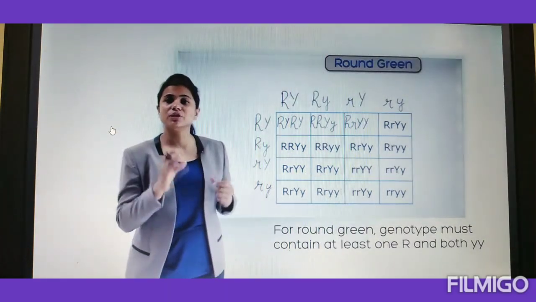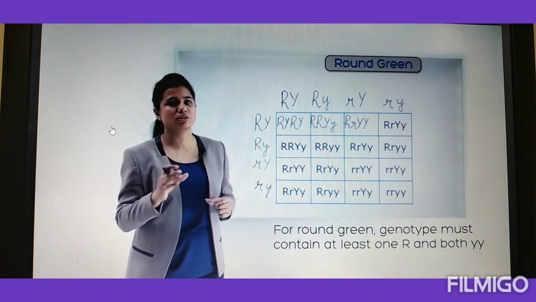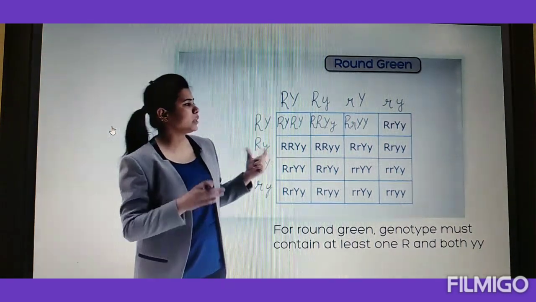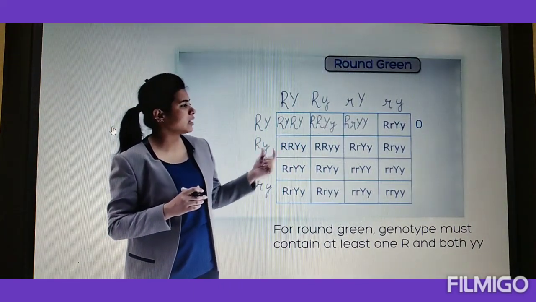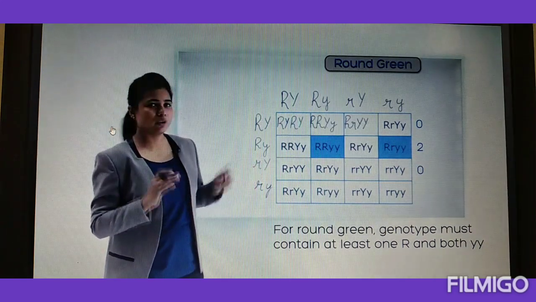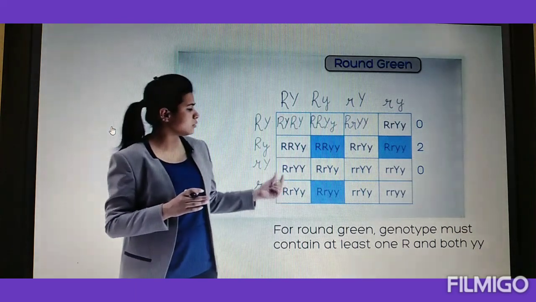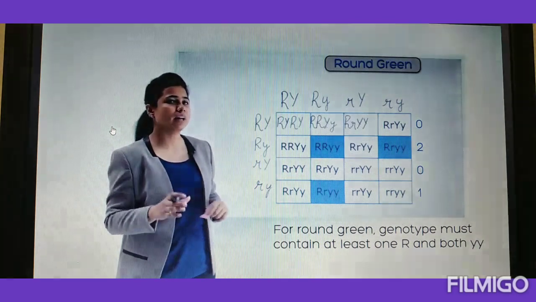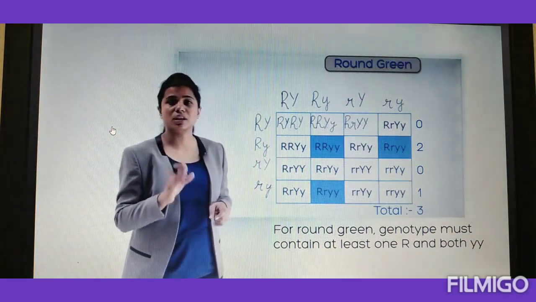For this, the genotype must contain at least 1 capital R and both small y's. So let's see in the Punnett square. In the first row, we don't have any such combination. In the second row, the second and the fourth cell have such combinations. In the third row, we don't have any such. And in the fourth row, you can see in the second cell, we have 1 capital R and both the small y's. So if I mark them with the blue color, you will find out that there are 3 round and green.